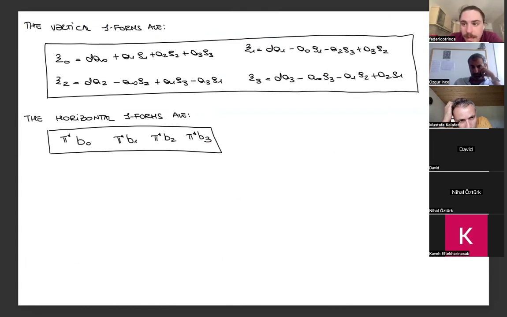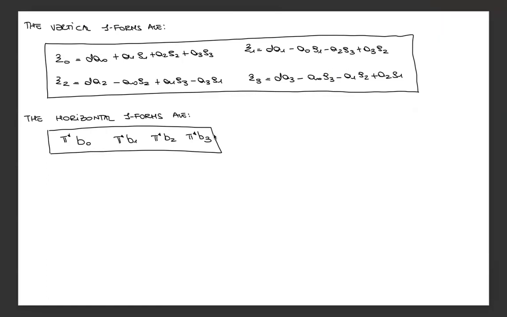So as always, we have a connection on a vector bundle, so we can construct the vertical one forms and the horizontal one forms, and these are once again dA plus rho dot A for the vertical one forms, which in this case have this form here, and the horizontal one forms are just given by B0, B1, B2, B3 pulled back to the total space.